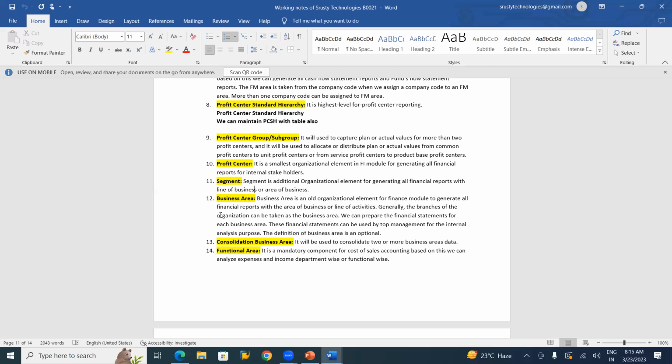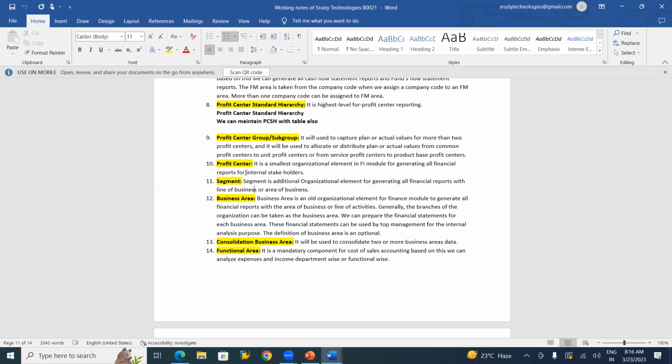Okay, but what is the difference between both? In the sense, the business areas will not link directly to the profit center. So earlier we didn't have the profit center standard hierarchy in the FI module. When it was not there in the FI module, it was mandatory to create a business area in the FI module.